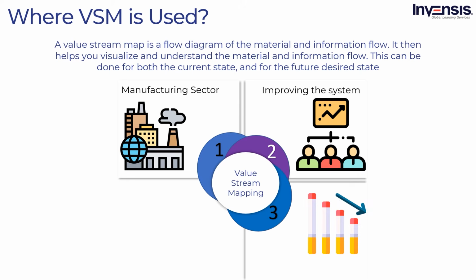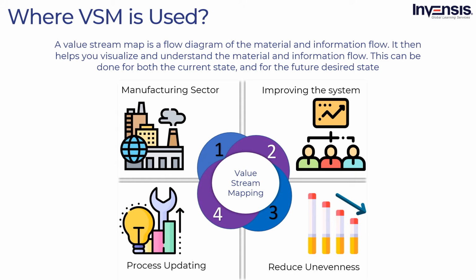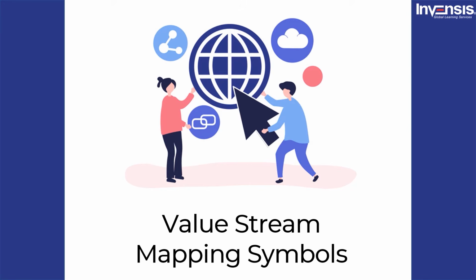At last, we can use value stream mapping to reduce unevenness, mura, in the material and information flow of flow shops. Similarly, value stream mapping can be used anywhere where the process has to get updated or reduce the defects, or many other places. But, please keep in mind that depending on the exact problem you try to solve, the maps can look different. Now that you know where VSM is used, let us learn the various VSM symbols.